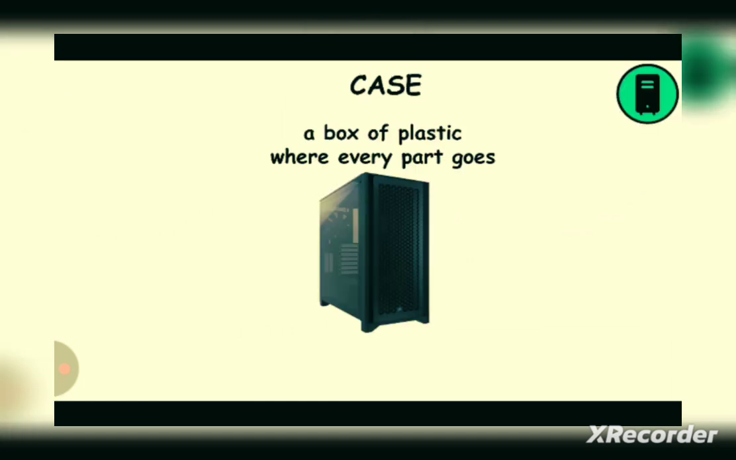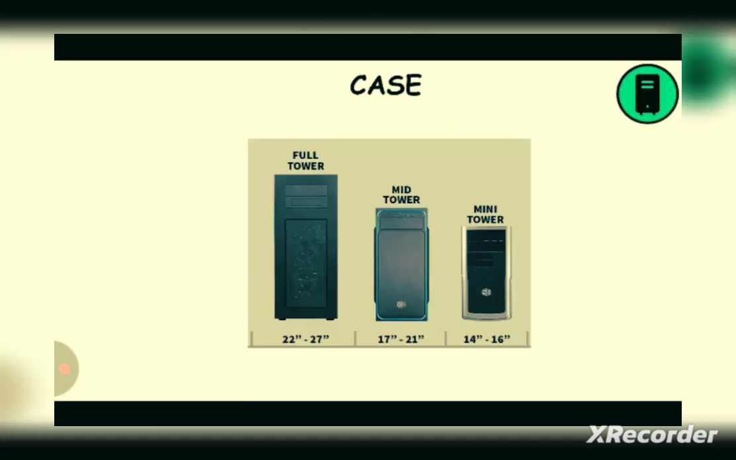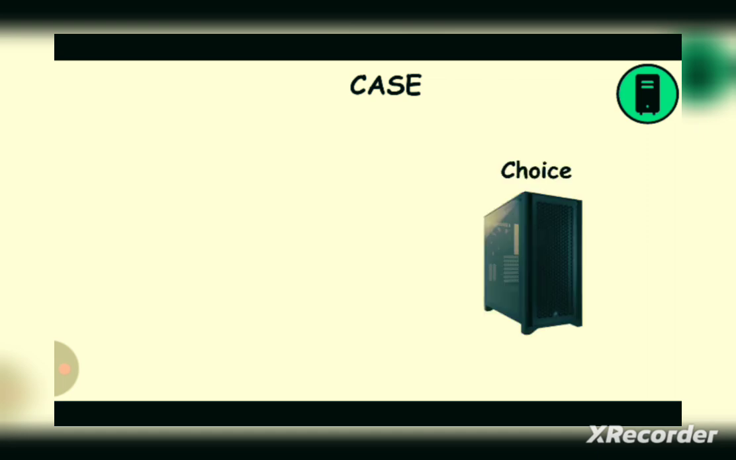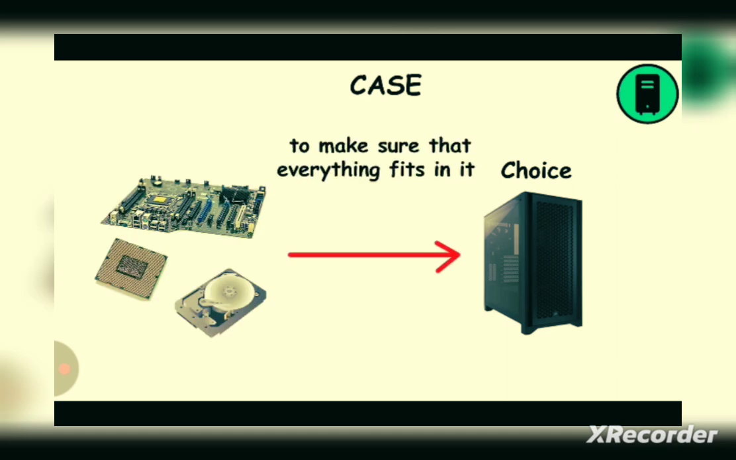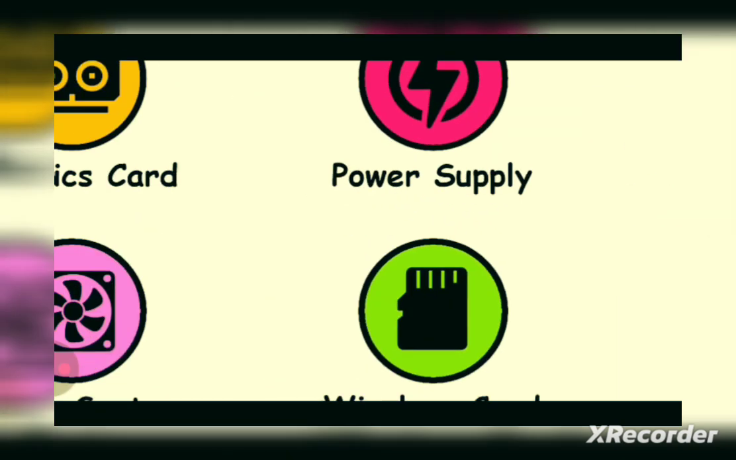Case. A case is simply a box of plastic where every part goes. The most popular formats are mini tower, mid tower, and full tower, depending on the size they have. The choice of the case should come after having decided the sizes of the other components to make sure that everything fits in it.